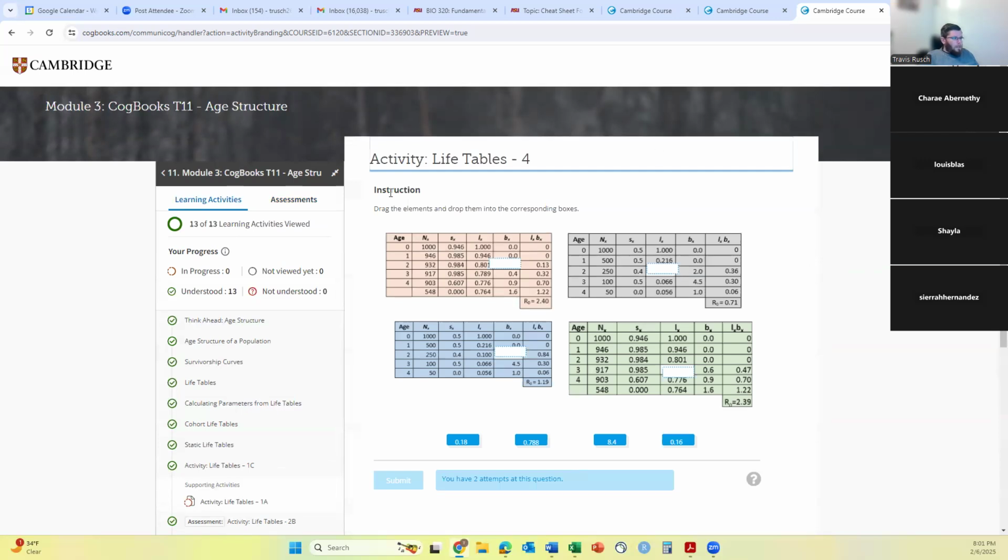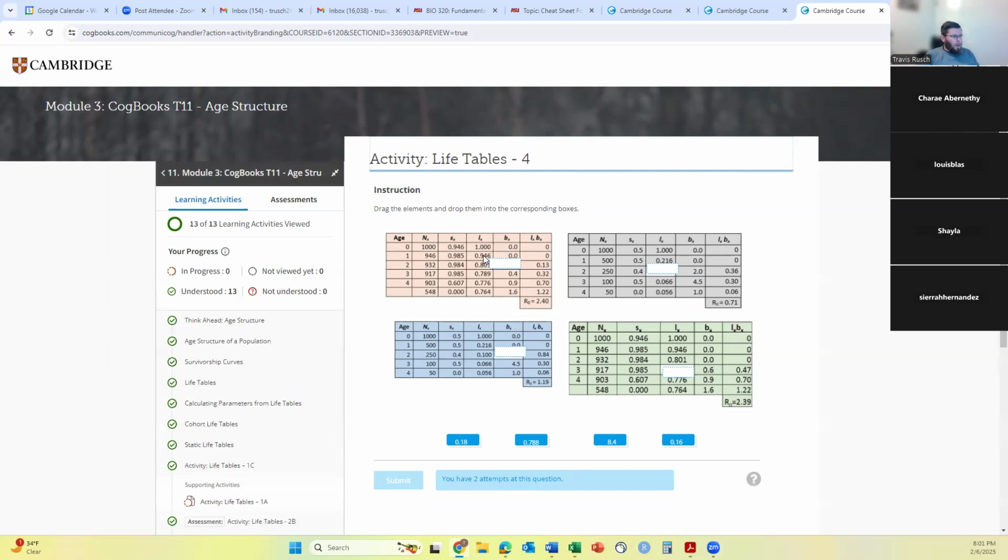Okay, and then this life table, there is a problem with this activity. It's doable. It's asking us to find missing values of either BX, LX, or LXBX. And we know that one way to do that is if we take LXBX equals, if we multiply these two together, we get this, right?